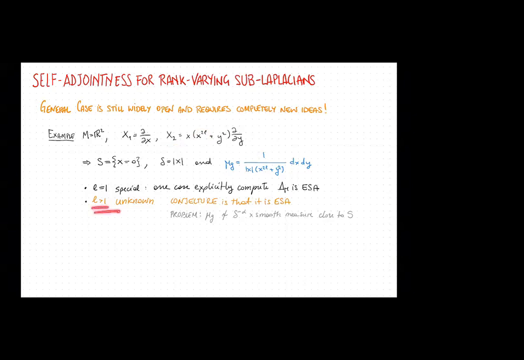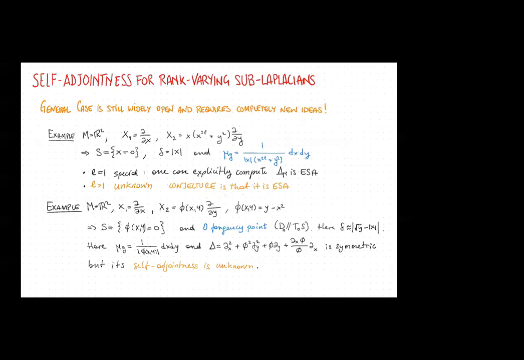If L is greater than 1, we conjecture that it's essentially self-adjoint, but our proof requires a certain thing happening on a tubular neighborhood of the singularity that can't happen in this case. So you need a completely new way of dealing with it to prove it. If you take a Martinet-like example with one tangency point, a point in which the distribution is tangent to the singular set, then it's not known if the operator is essentially self-adjoint.